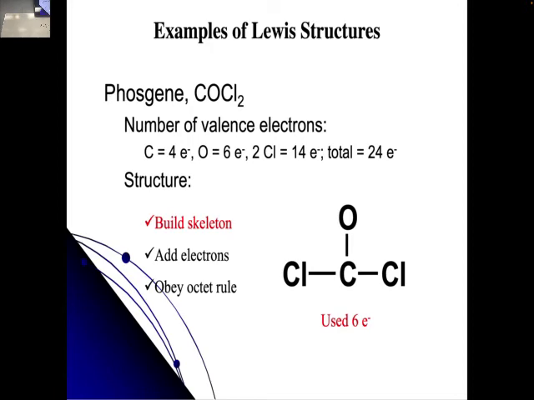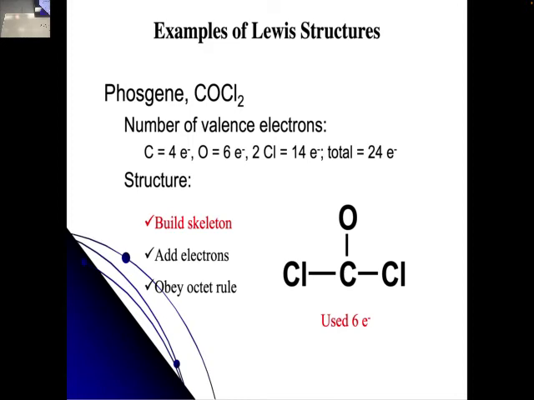So we've connected the atoms together. We've got a total of 24 valence electrons that we have to account for, right? I've got 4 from carbon. I've got 6 for the oxygen atom, and I've got 2 chlorines, and chlorine has 7 valence electrons. So that's how I get a total of 14. I do the arithmetic, I add that up, I've got 24 electrons. So what is 24 minus 6? How many electrons do I have left to account for? Got to take care of 18 electrons, right?